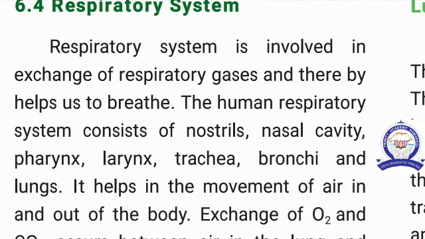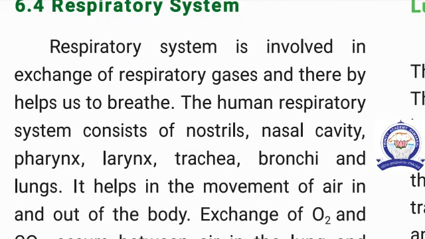Dear students, today we are going to discuss 6th Zoology, Unit 6, Human Organ Systems. In this chapter, you have to study the respiratory system. What is respiration? Respiration involves the exchange of respiratory gases that helps us to breathe. This process is known as respiration.